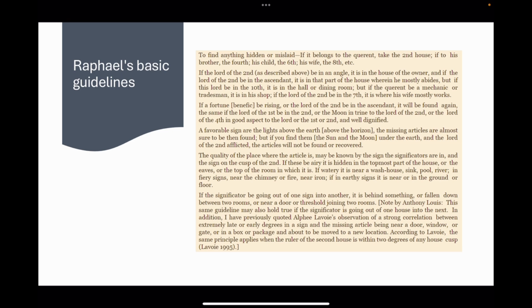The succeeding houses, the 2nd, 5th, 8th, and 11th, are not necessarily bad, but it can show where the item may be near you or near your home, but it may not be in the house. So better than cadent houses, but still not as strong as angular houses.